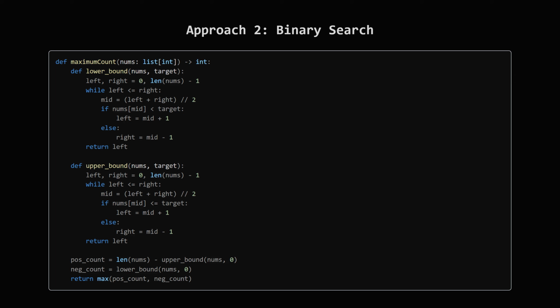We use upper_bound, nums, 0, to find the first index of a positive number. Subtracting this index from the total length of the array gives us the count of positive numbers. We use lower_bound, nums, 0, to find the first index of 0 or a positive number. This index is equal to the number of negative integers. Finally, we return the maximum of pos_count and neg_count.